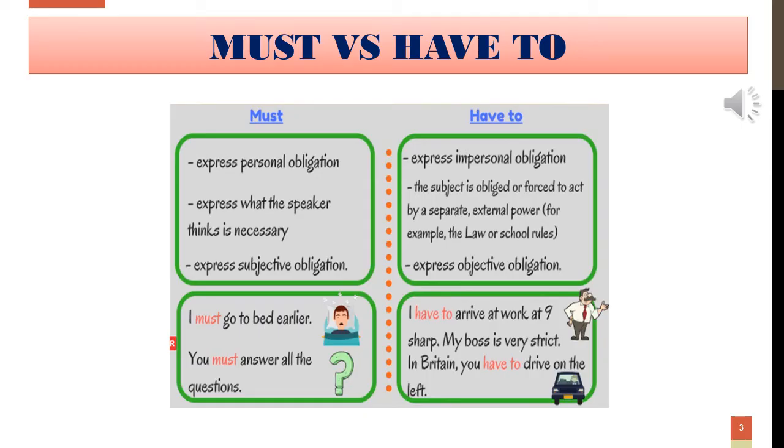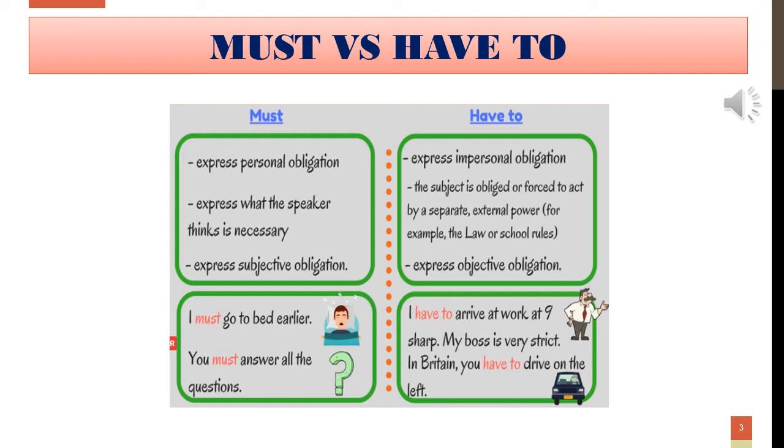Now we have must versus have to. What is the difference between must and have to? So we use must to express personal obligation, to express what the speaker thinks is necessary for you, or express subjective obligation. For example, I must go to bed early. You must answer all the questions.